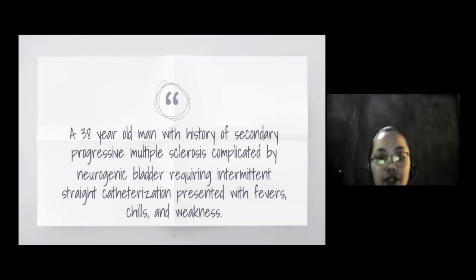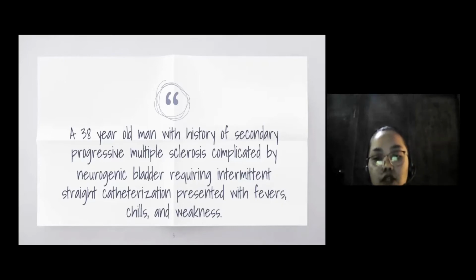A 38-year-old man with a history of secondary progressive multiple sclerosis complicated by neurogenic bladder requiring intermittent straight catheterization presented with fevers, chills, and weakness. The clinical evaluation revealed hypotension and leukocytosis, concerning for sepsis.